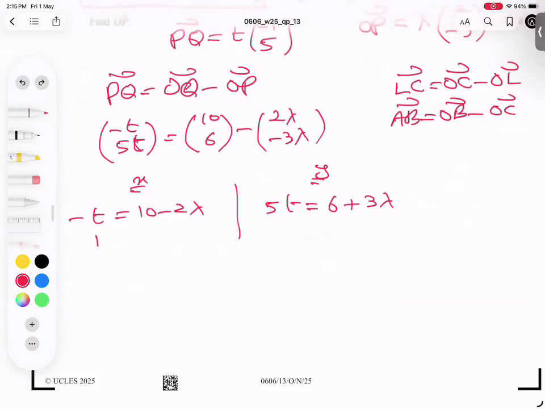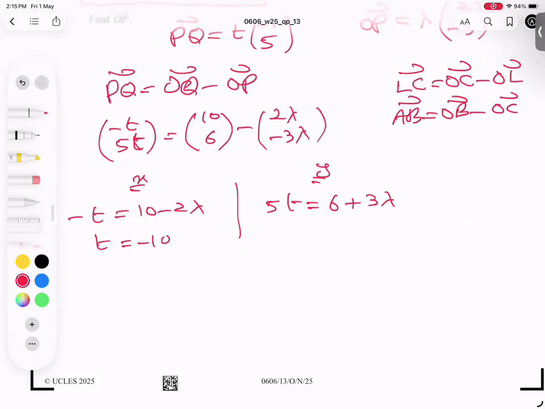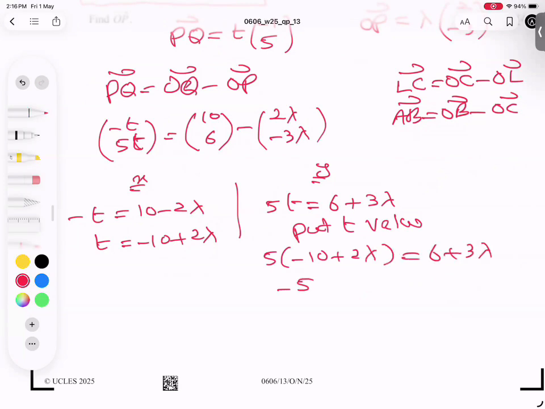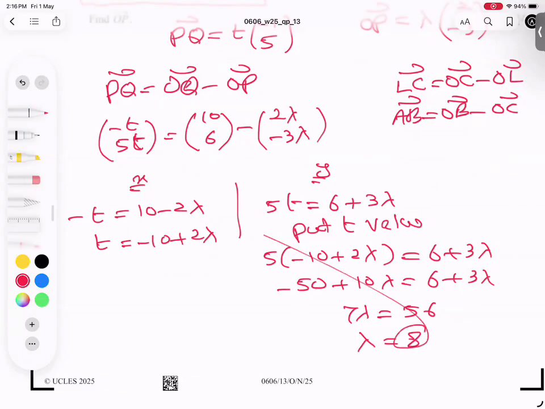So multiply this into t, negative sign, both into negative. I'll get negative 10 plus 2 lambda. And this t value, I'm going to plug in here. Look, I'm going to do it now. I hope, inshallah, it becomes easy for you. Solve them simultaneously: 5 times 10 is 50 plus 10 lambda, and 6 plus 3 lambda. This 3 comes this way and 50 goes on the other side. I'm getting here 7 lambda is equal to 56, and 7 times 8 is 56. Lambda is done, and putting this value here to get the t value.